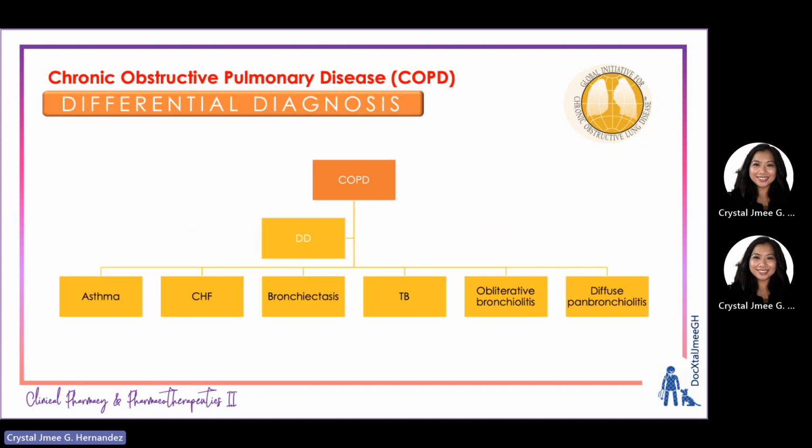And then, of course, if it's diffuse panbronchiolitis, if we talk about race, this is normally predominant in Asian descent. Most patients are male and non-smokers. Almost all of the patients do have history of chronic sinusitis. And on chest X-ray, it would show diffuse small centrilobular nodular opacities and hyperinflation. So those are the differential diagnoses with COPD.